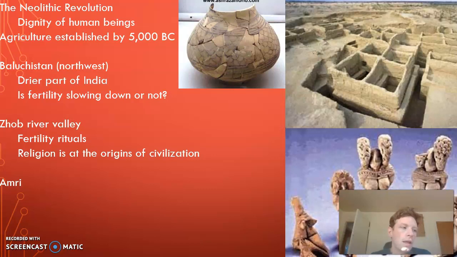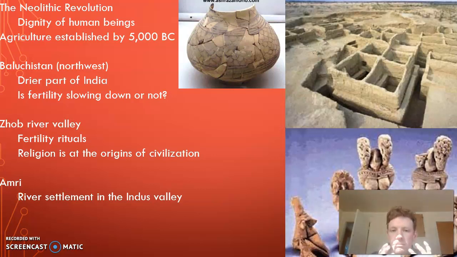The last settlement that we're going to look at is the settlement of Amri. This is a river settlement. This is the first settlement in the Indus Valley. You'll remember perhaps from your Western Civilization 1 classes that river valleys are commonly at the heart of early civilizations. The Nile in Egypt, Euphrates and the Tigris in the Middle East. We're going to see this in ancient China as well. And Amri is the earliest settlement we find in the Indus Valley.